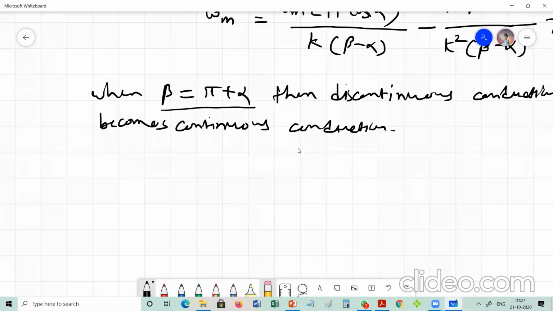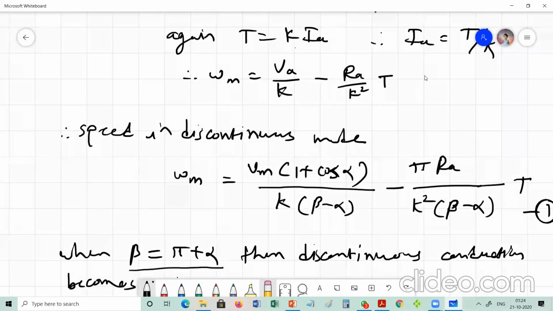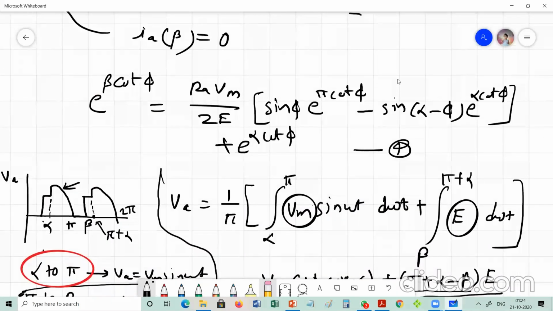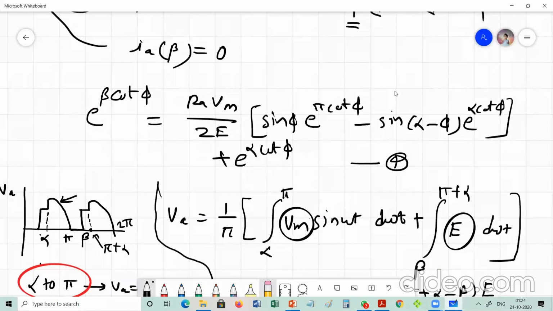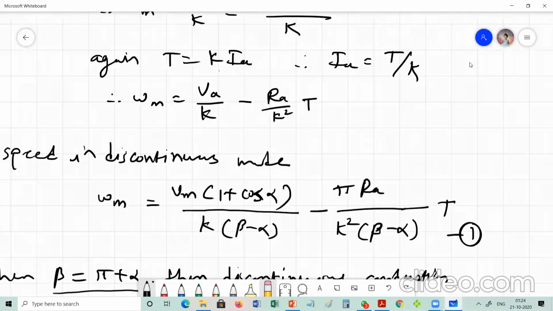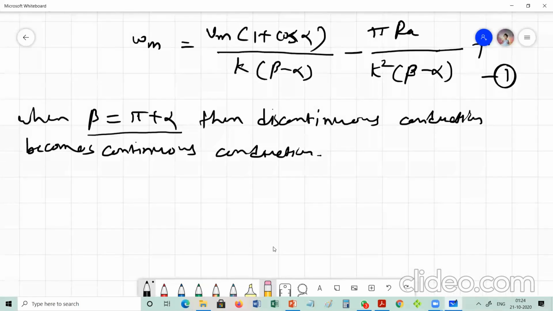So we can find the equation of critical speed by putting beta equal to pi plus alpha in this equation. I will show that equation. In equation number 4, this is the equation of extinction angle beta. So when you place beta equal to pi plus alpha and solve for speed omega, you will find the equation of critical speed.